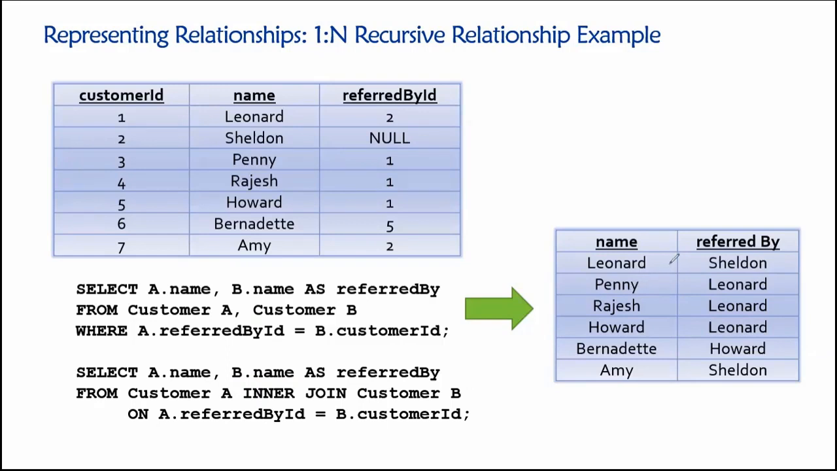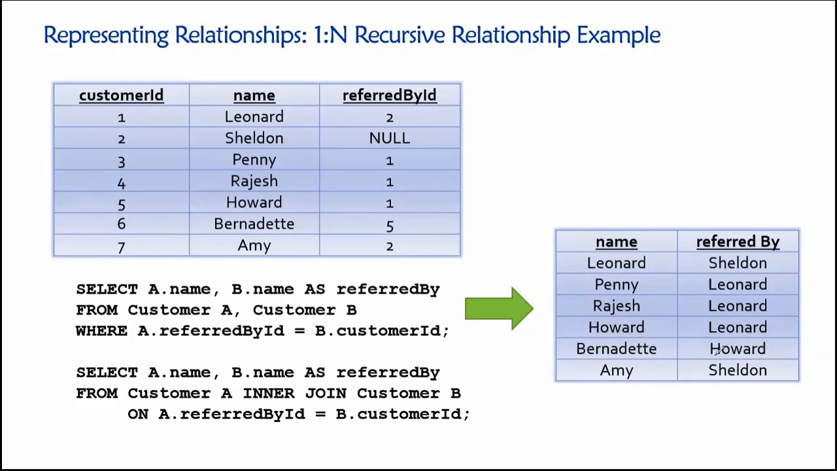Okay, so graphically, or I mean in a data format, we can see, okay, Leonard was referred by Sheldon. Amy was also referred by Sheldon. Penny, Rajesh, and Howard were all referred by Leonard. And Bernadette was referred by Howard. So it's interesting. You can see the layers in here, right? Howard was referred by Leonard. Bernadette was referred by Howard.